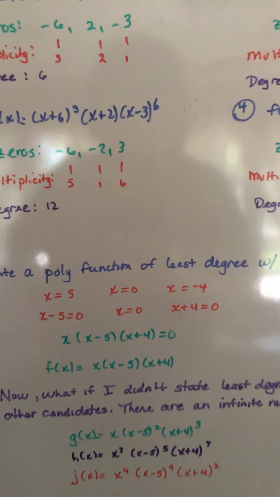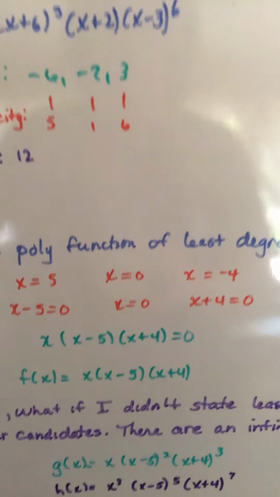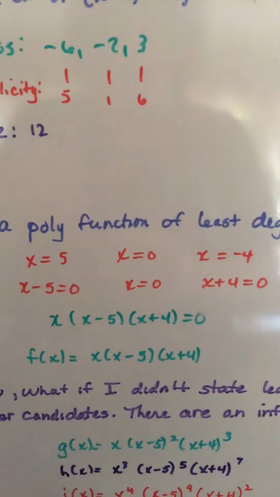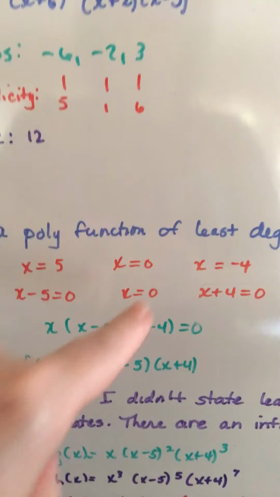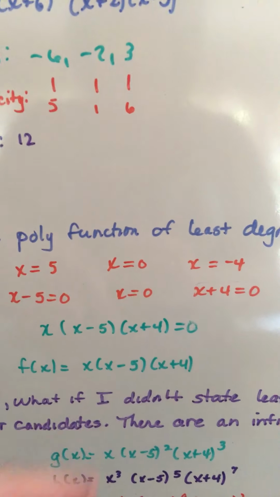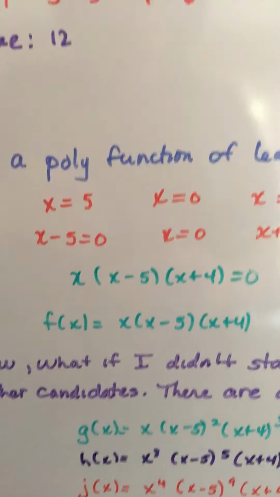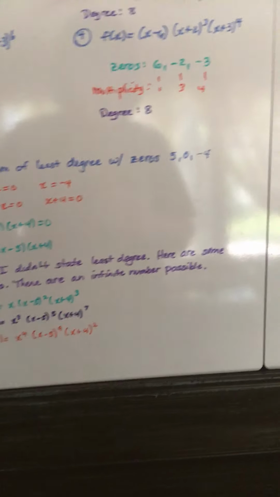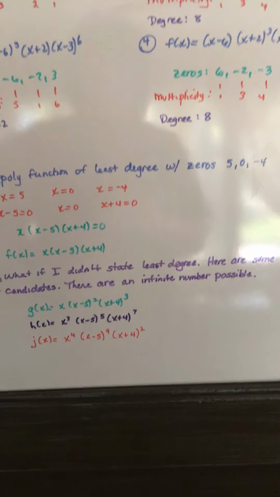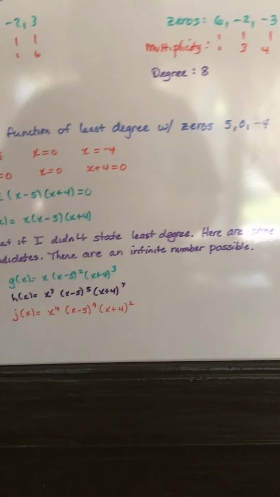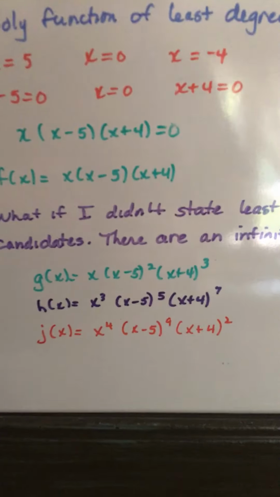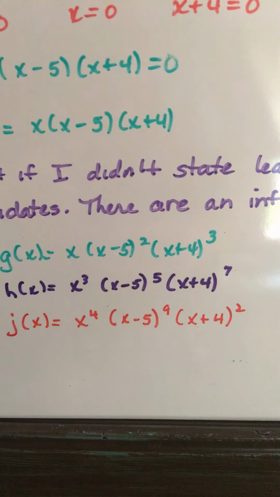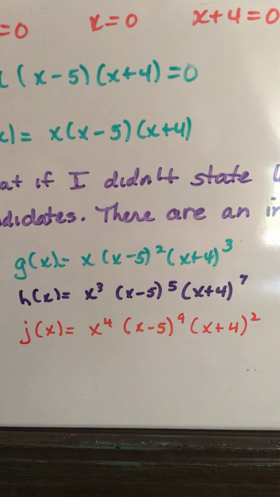I threw this one in as an extra to do a little more discussion. You all freak out when you see x equals 0. Notice it's a monomial, so I'm going to stick it in front. So it was easy enough to do. But now what if I didn't restrict it to least degree? What if I just told you to write the polynomial with these candidates? Notice I can put on all these different multiplicities.